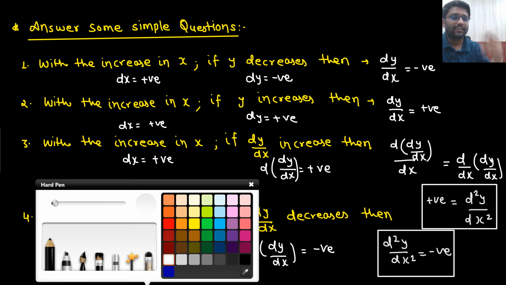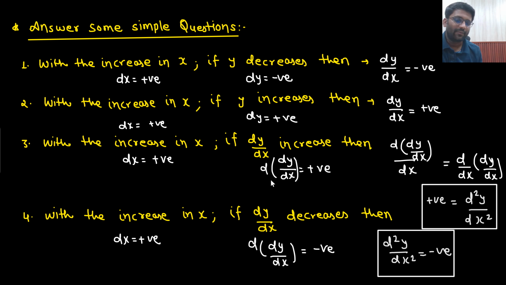With the increase in x, if my slope is increasing, then my d2y by dx2, that means my double differentiation, what is this known as? Double differentiation. Then my double differentiation will be positive. If with the increase in x, my dy by dx is decreasing, then my double differentiation will be negative. Is that understandable to you or not?